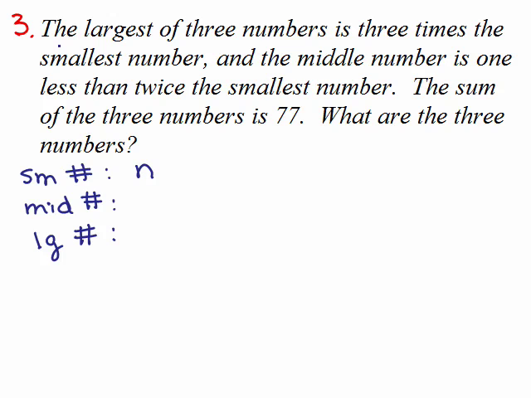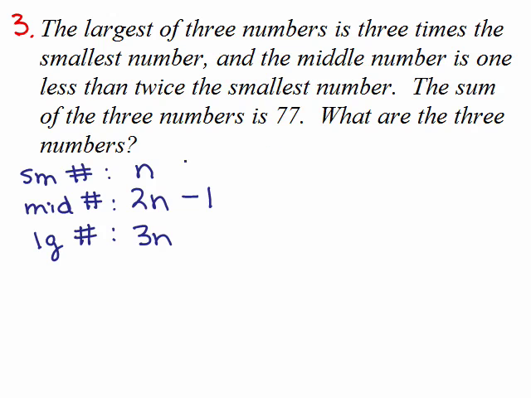Now let's read it through again. The largest of three numbers is 3 times the smallest number. So that means the largest one has to be 3n, because that would be 3 times the smallest number. It says the middle number is 1 less than twice the smallest number. So 1 less than something, remember, means you've got to take away 1 from something, and we're taking it away from twice the smallest number. Well, since the smallest number is n, twice the smallest number would then be 2n. So I've defined my variables: n, 2n minus 1, and 3n.